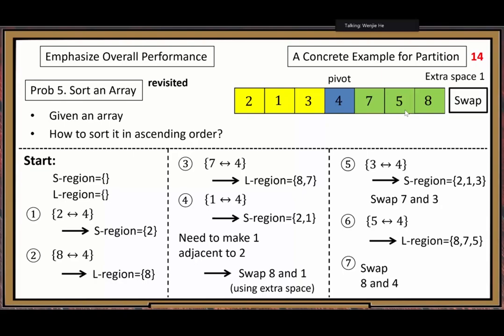So then conquer. So you can see that's the whole quicksort. Divide, conquer, the quicksort, like this.